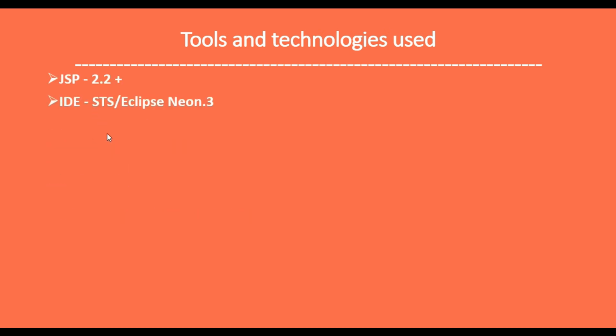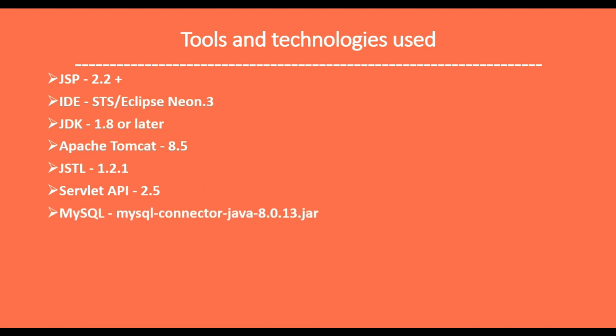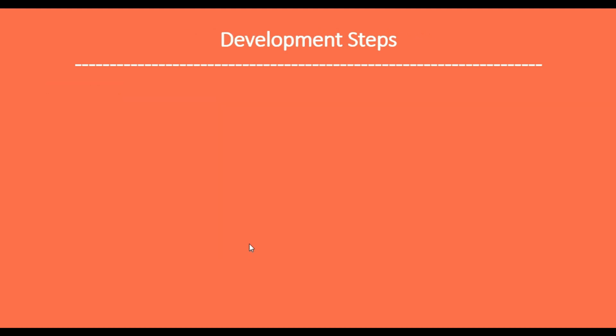So we use JSP and Eclipse IDE and JDK 1.8 or later. Next we use Apache Tomcat 8.5 to deploy our web application, and we use a servlet, and we use MySQL connector Java JDBC driver to connect to the MySQL database using JDBC API. So these are the tools and technology that we'll be using. Let's have a look into the development steps.